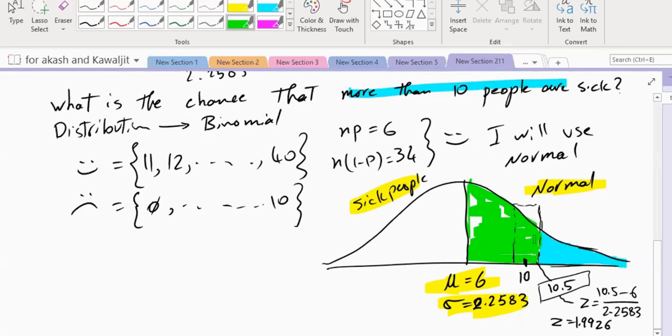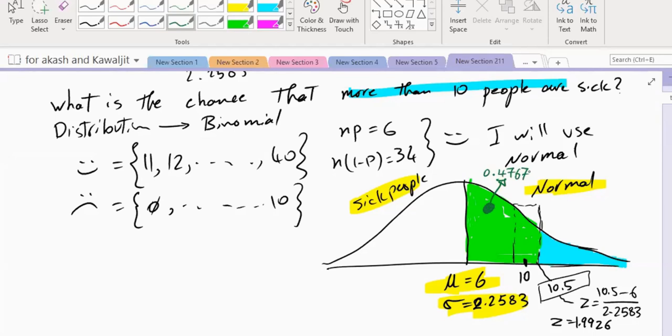So please go to the table and find the closest number for Z. I think the closest numbers we have are 1.99 and 2. 1.99 is closer. So tell me, what is this area? 0.4767. For 1.99, are you sure? Yes.